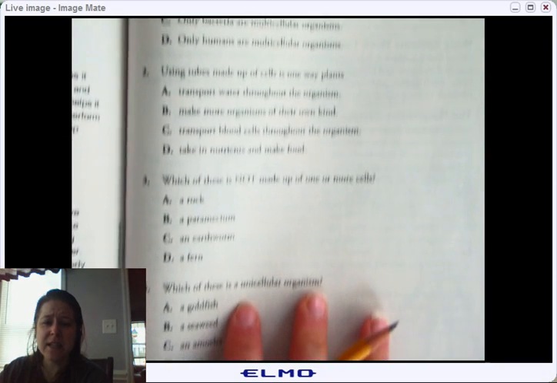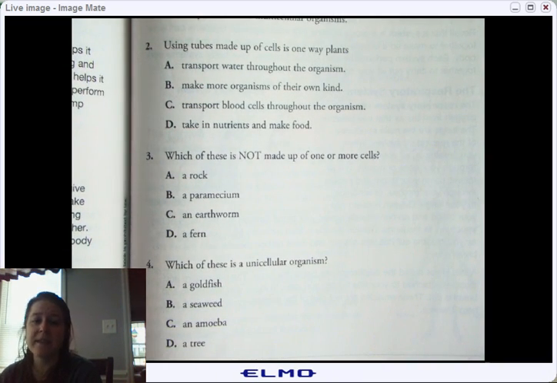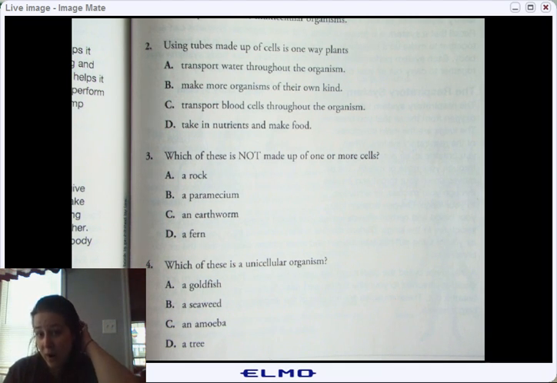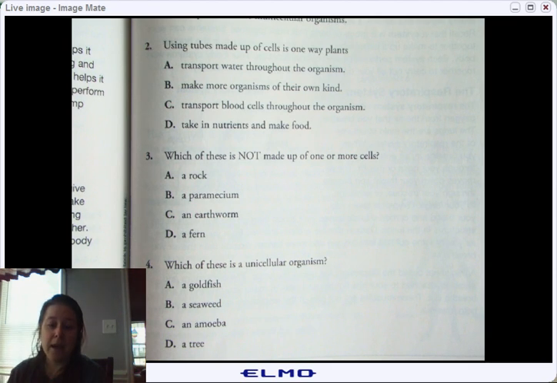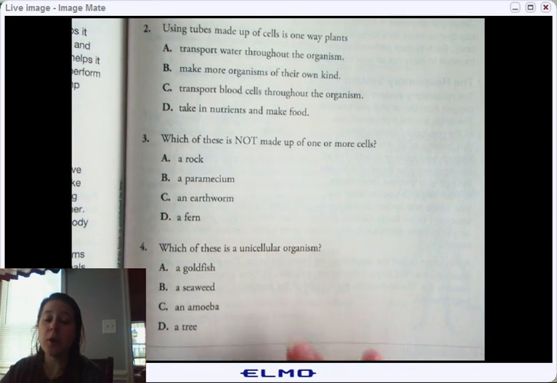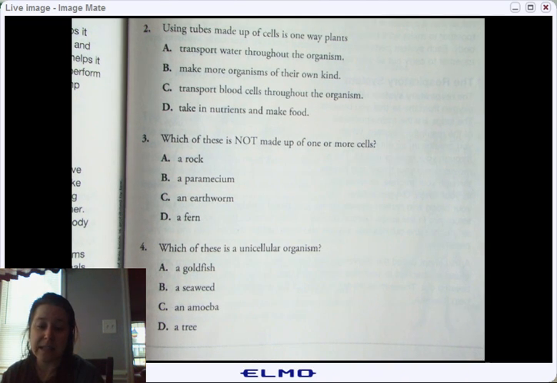Number 3, which of these is not made up of one or more cells? A rock, a paramecium, an earthworm, or a fern? Which one is not made up of one or more cells? Think about what it has to have in order to have cells. Okay. And number 4, which of these is a unicellular organism? A goldfish, a seaweed, an amoeba, or a tree? Which of these is a unicellular organism? So it has one cell. So take a moment. If you don't remember, go back and look at your notes.